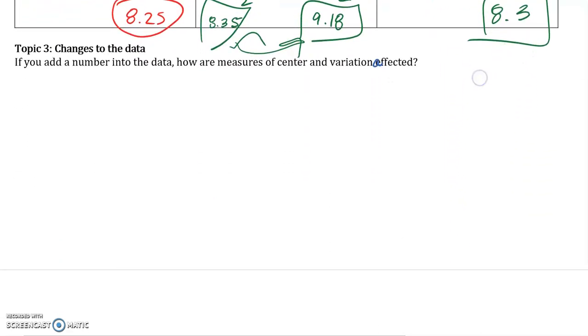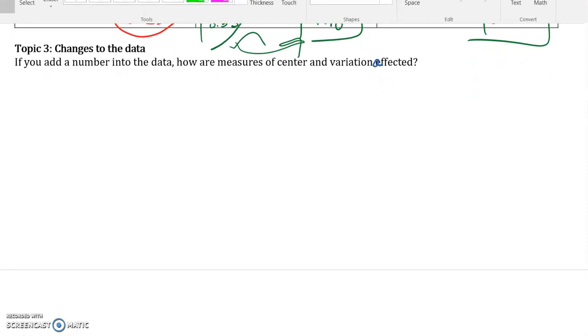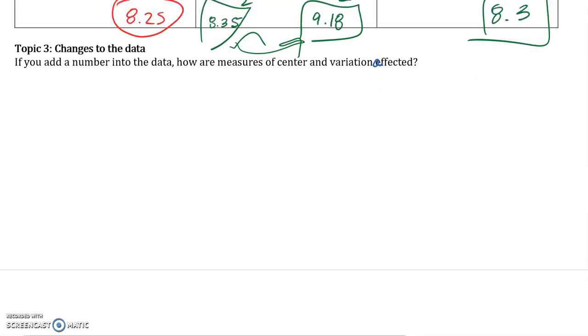Topic number 3, let's talk about what happens when we change our data. So typically what happens is you start off with a specific number or set of data. Let's deal with some simpler numbers. We'll go with the data set of 1, 2, 5, and 9. Okay?